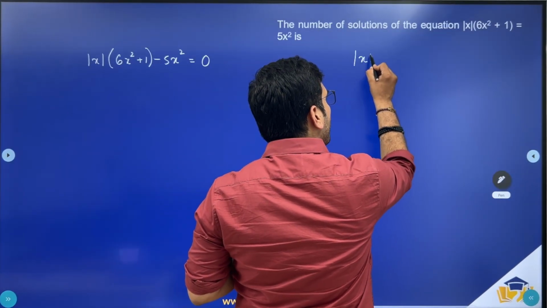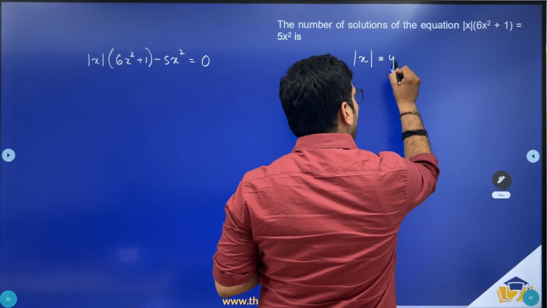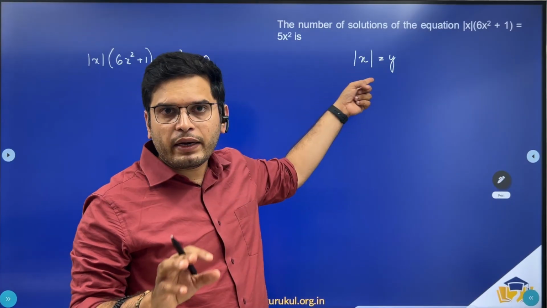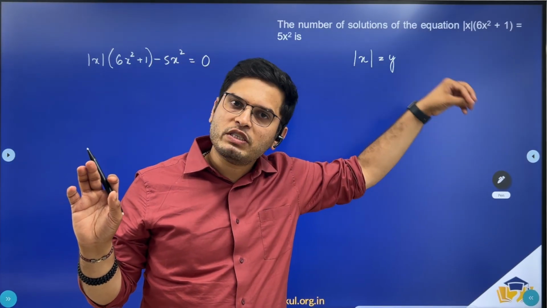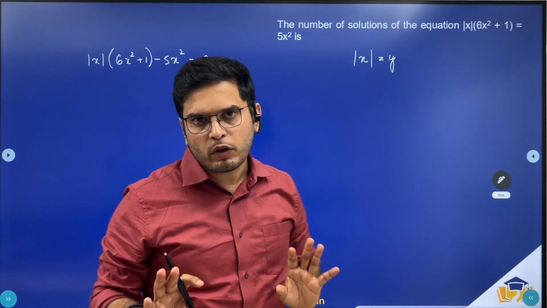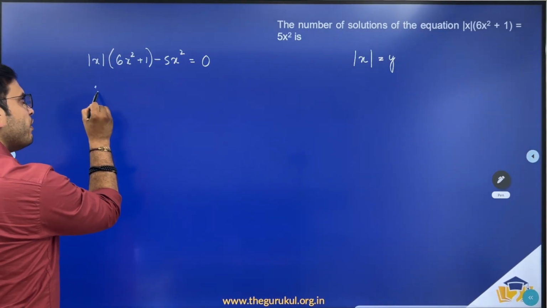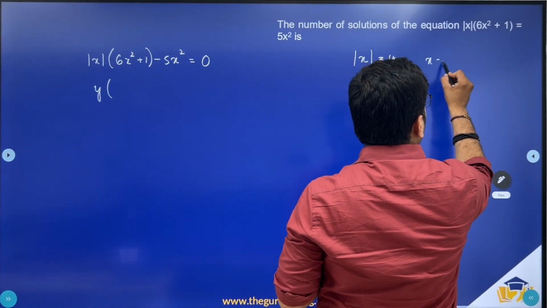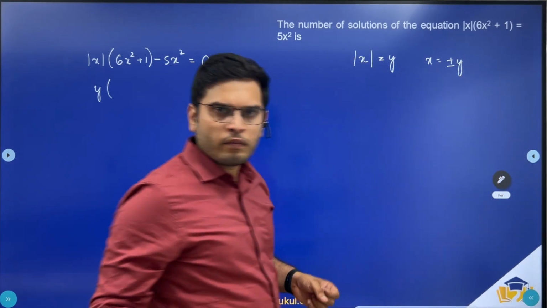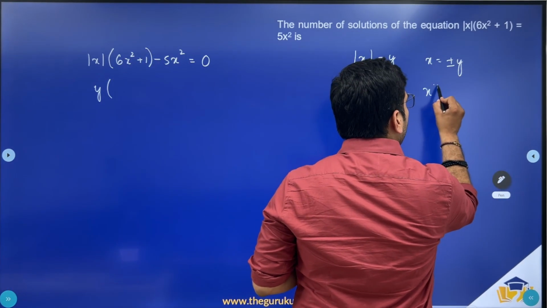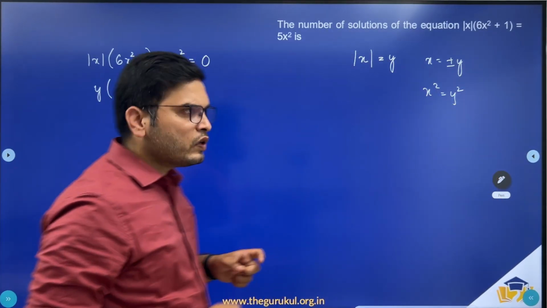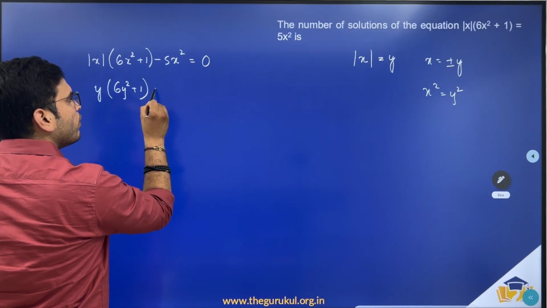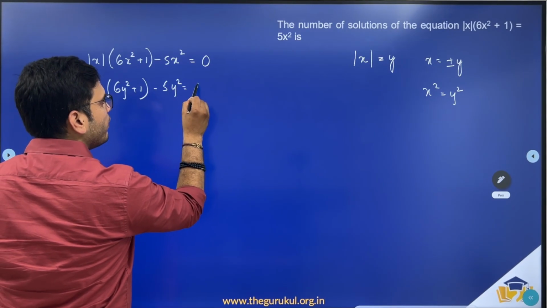So in such cases, what I'll do is I'll consider mod x to be y, and y should always be a non-negative number, right? Now x can be negative, but y cannot be negative. y should always be a non-negative number. y could be 0 or a positive number only, right? So mod x, I'll replace this with y. Now if mod x is equal to y, I know that x will be equal to plus or minus y, right? And x square will be equal to y square only, right? So I'll be replacing 6x square as 6y square plus 1 minus 5y square is equal to 0.